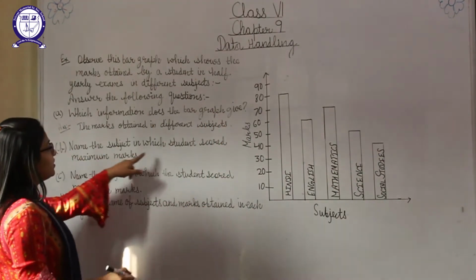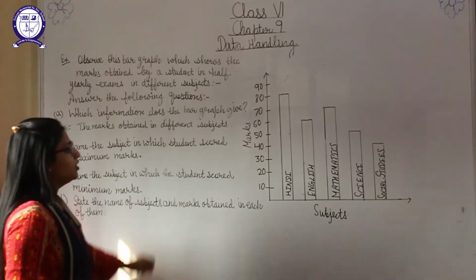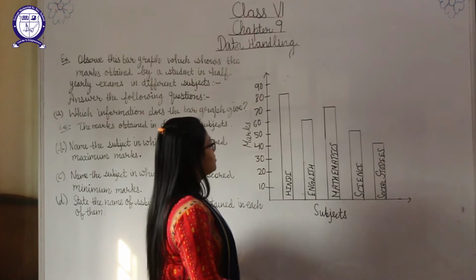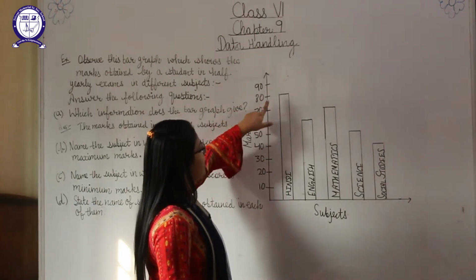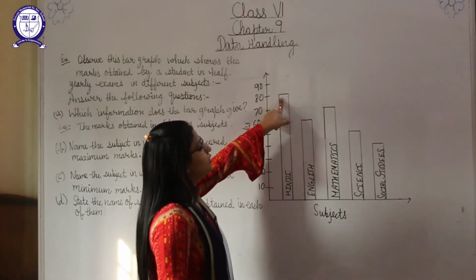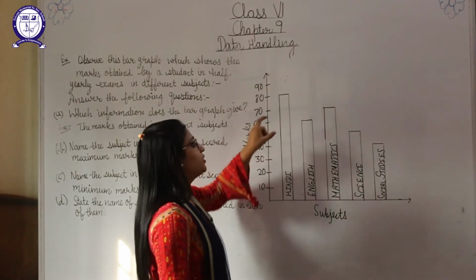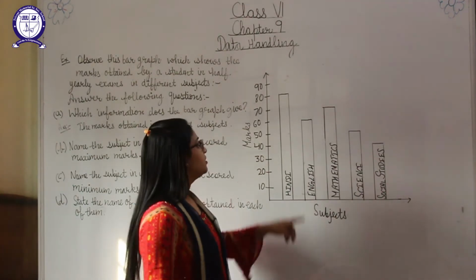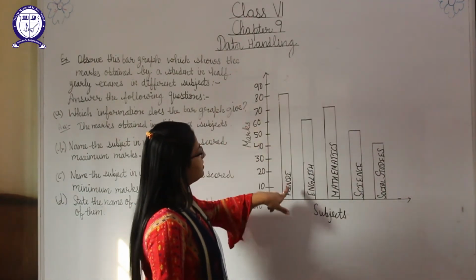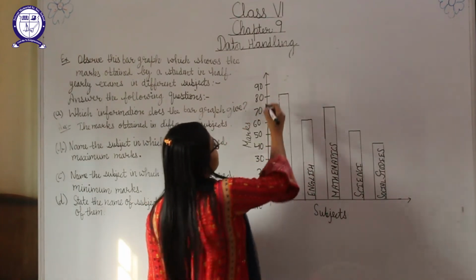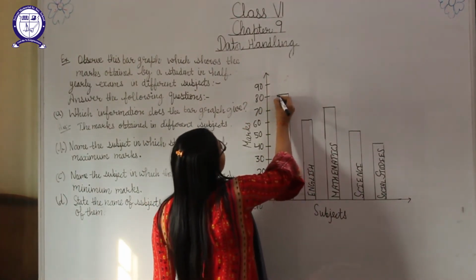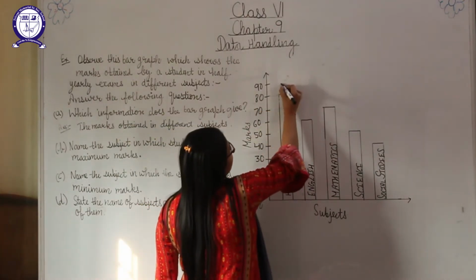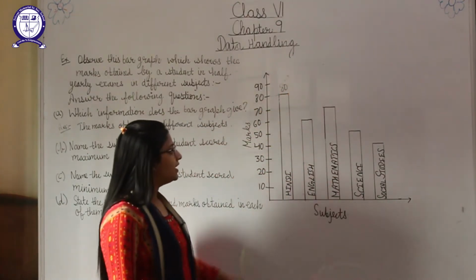Now, name the subject in which the student scored maximum marks. So students, to show that the student scored the maximum marks, first of all we will get to know, as bars are given, but we don't know how many marks are scored in each subject. So Hindi, we will see that it is like this. We will take the line parallel, as it is parallel to 80. It means in Hindi he scored 80 marks. The student scored 80 marks.